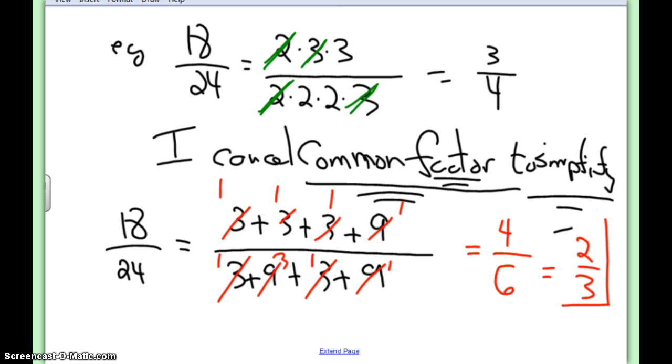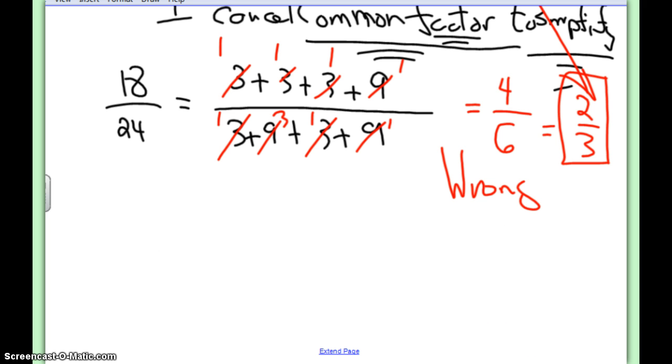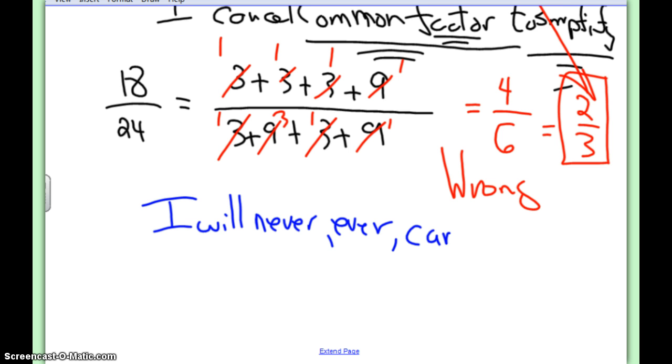And clearly they're not the same. And it's in red because this is wrong. Okay? And the note to brain map is, I will never, ever cancel terms.